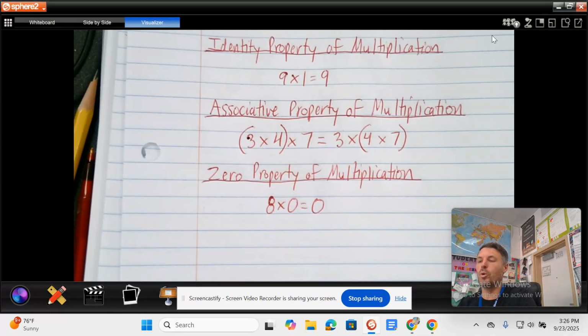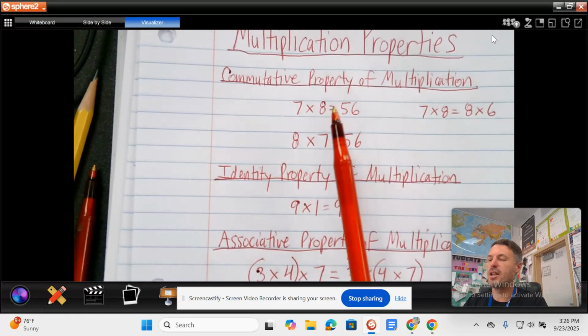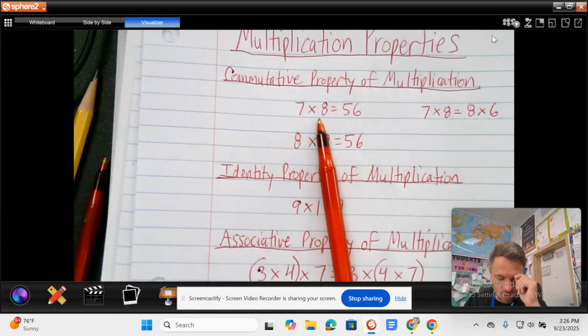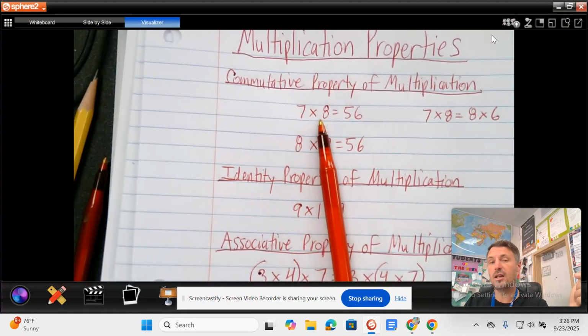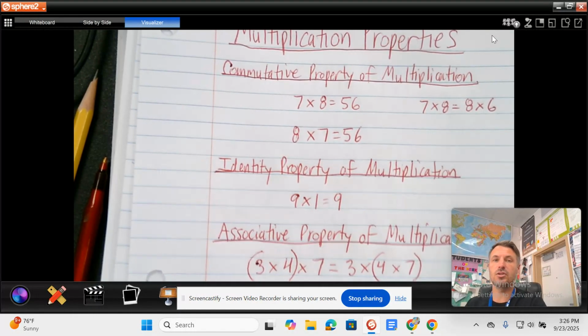Okay, so those are the 4 multiplication properties. Again, the commutative property says you can change the order of numbers when you're multiplying, and it doesn't change the product. Or when multiplying, the order of the factors does not change the product. So 7 times 8 equals the same thing as 8 times 7. Or 3 times 4 equals the same thing as 4 times 3. 6 times 9 equals the same thing as 9 times 6, and so on.